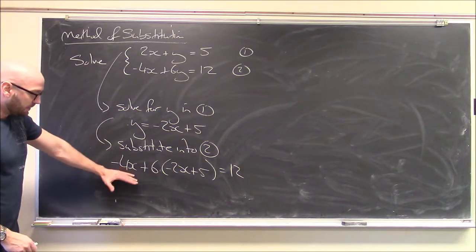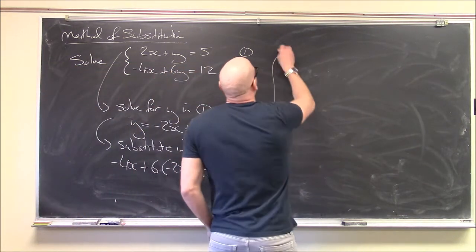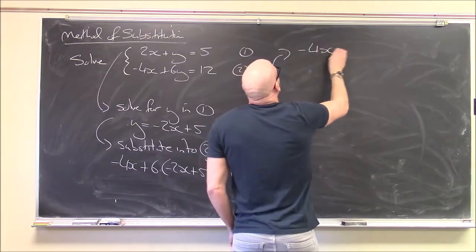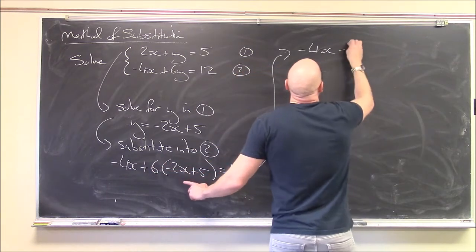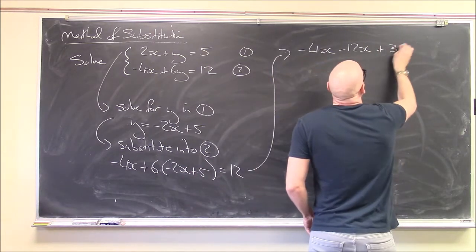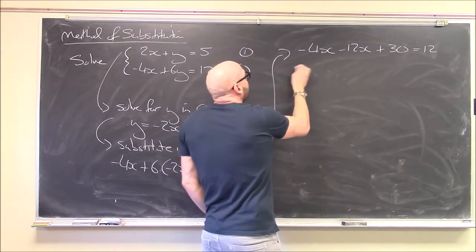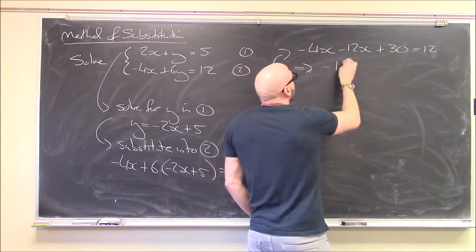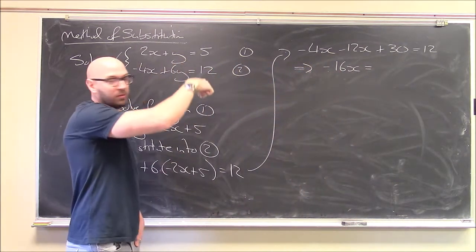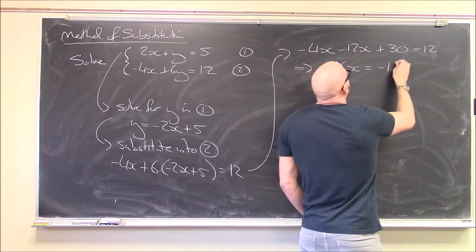Well, now I have an equation involving a single variable x. I should easily be able to solve for x at this point. So we'll try to do that. We'll solve for x. I probably need to distribute this all out first. This is minus 4x minus 12x. 6 times 5 is plus 30 equals 12. Okay, we'll group things together. We've got minus 16x equals 12 minus 30. If I bring the 30 over to the other side, 12 minus 30 is minus 18.